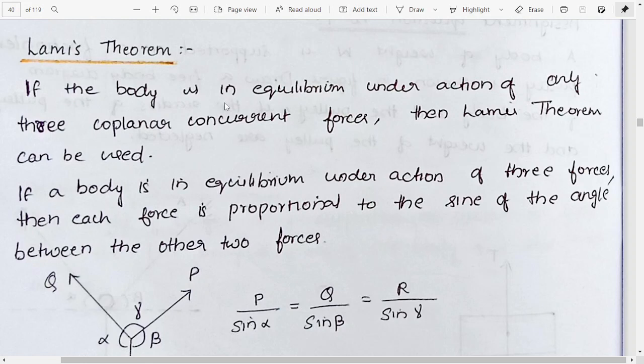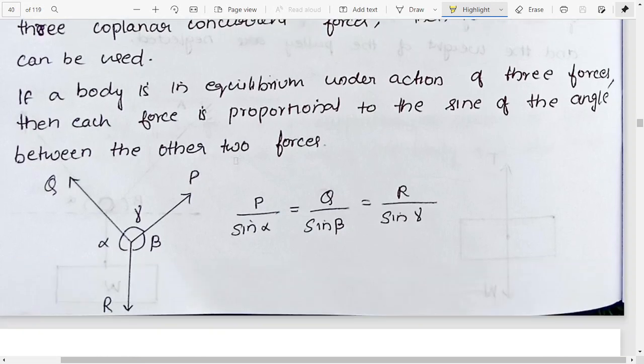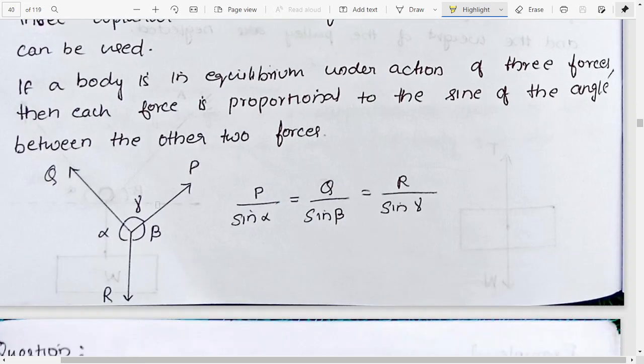So, if the body is in equilibrium under the action of only three coplanar non-concurrent forces, then Lami's theorem can be used. So here, if a body is in equilibrium under action of three forces, then each force is proportional to the sine of the angle between them.